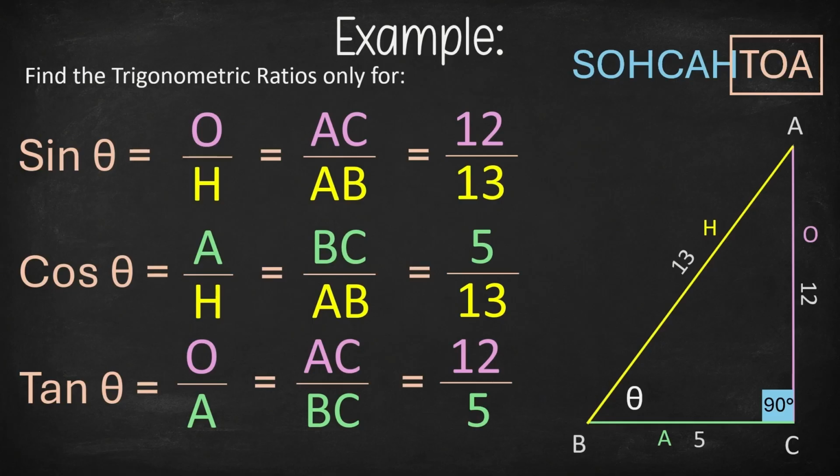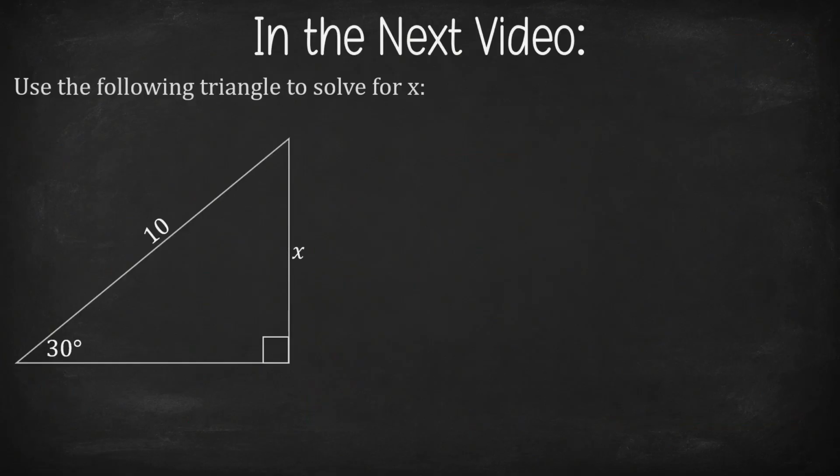This brings us to the end of this video. In the next video, we will be doing several examples where we will do actual calculations. We will use trigonometry to find the length of a missing side when we are given one side length and an angle. See you in the next video.